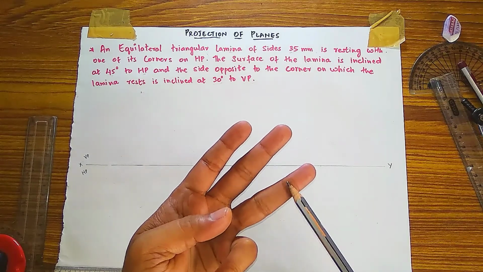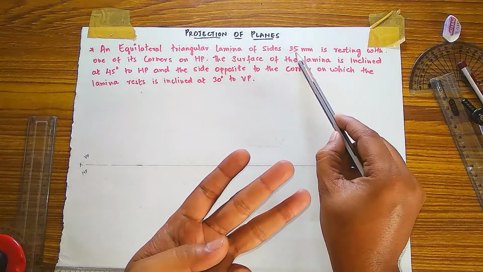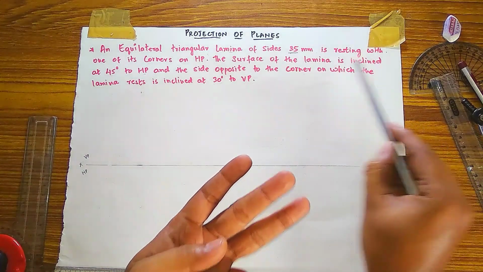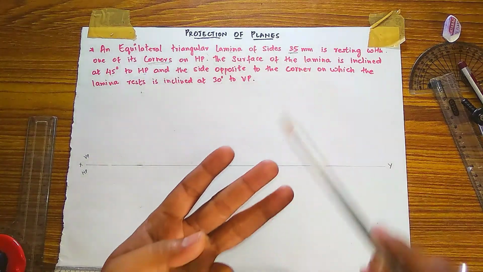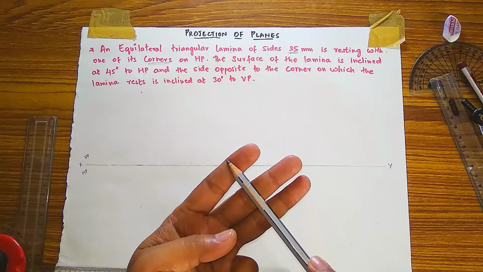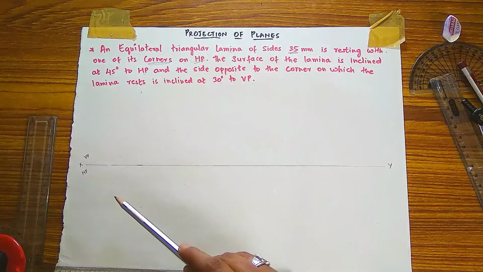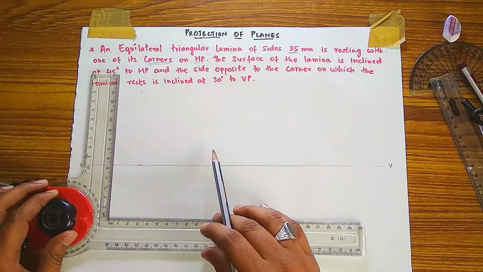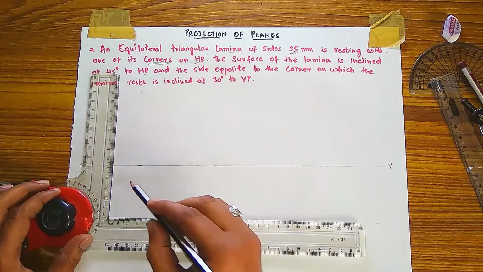First is the triangle, and the triangle side is 35 mm. The triangle is resting with one of its corners on HP, and on HP you have to draw the triangle with one corner down, having 35 mm side.